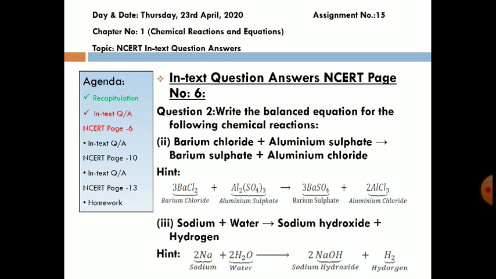So the balanced chemical equation becomes 3BaCl2 plus Al2(SO4)3 gives 3BaSO4 plus 2AlCl3.